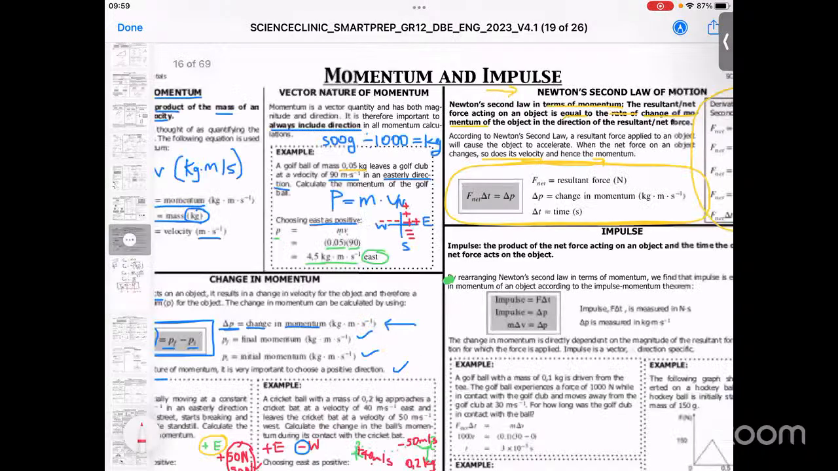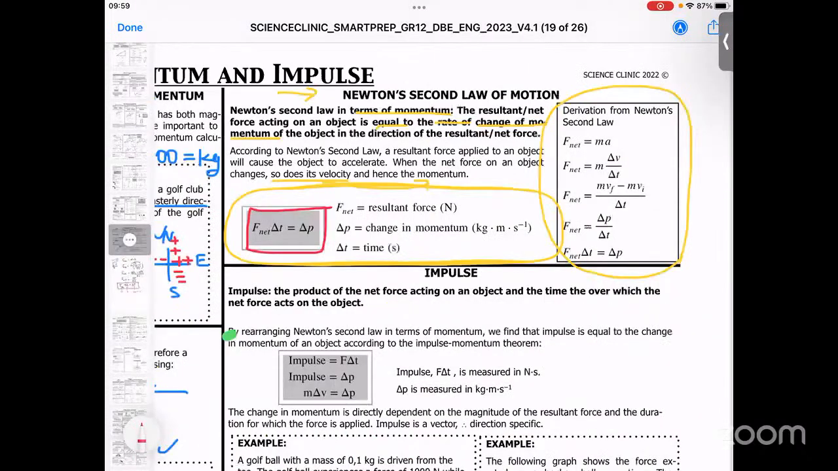It comes from deriving that formula of F net equals ma. Yes. Okay, so now let us continue to this other part. What are they talking about there, honorable member? Okay, here they are talking about an impulse.